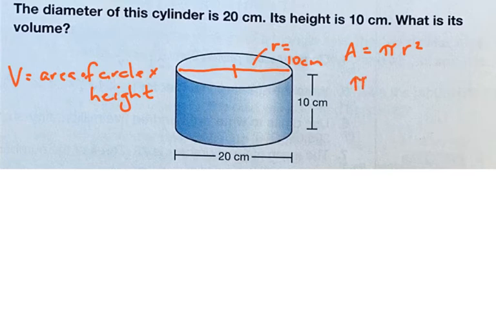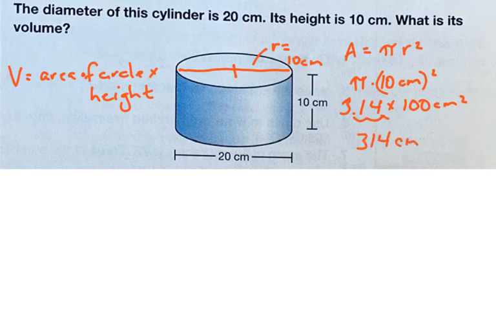So we have pi times radius squared, which would be 10 centimeters squared. Pi is 3.14. We're multiplying that by 10 times 10 is 100. Centimeters times centimeters is centimeters squared. We can very easily multiply pi, 3.14, by 100 by just moving the decimal over. We end up with 314 centimeters squared. That's the area of our circle. That's the first part of our volume formula.